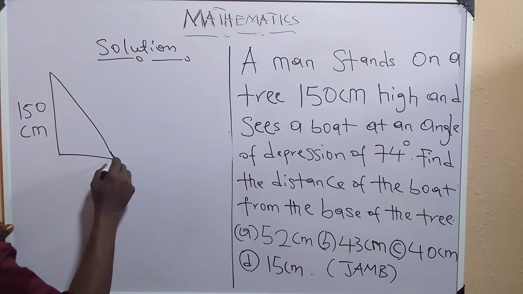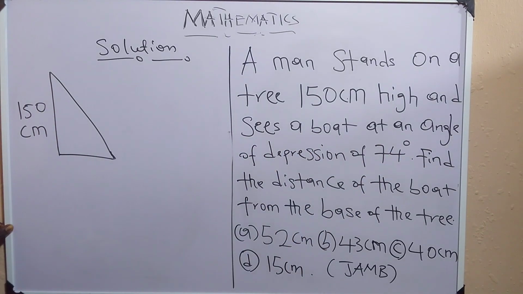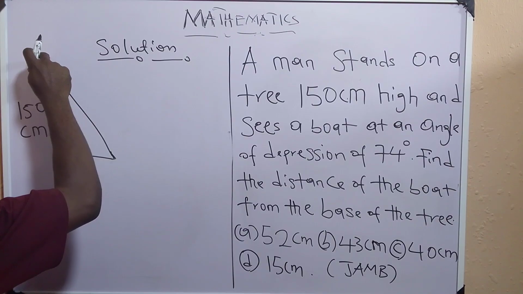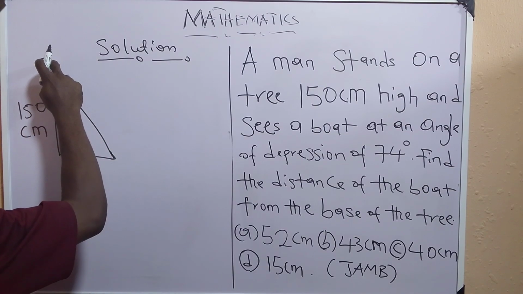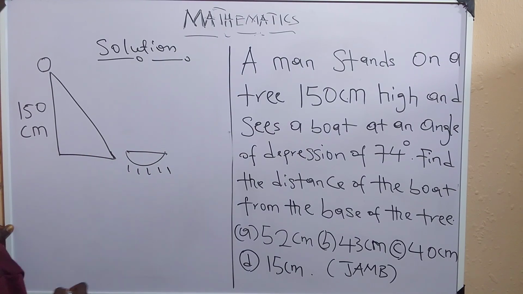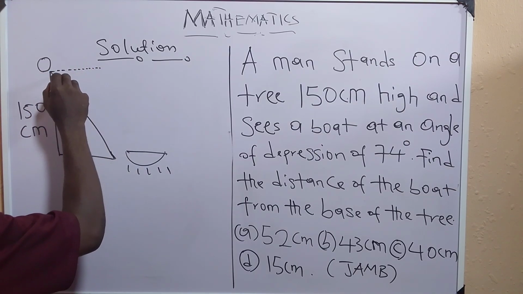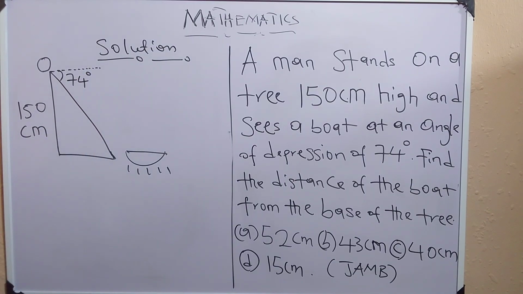And they said he sees a boat at an angle of depression of 74 degrees. Here is 150 and an angle of depression. The man's eyes is located here. This is where he's looking from, on top of the tree. Then this is the boat, and this is the water body. So his eyes is in between here, which is the angle of depression, 74 degrees. This is a pictorial representation of the question that was asked.